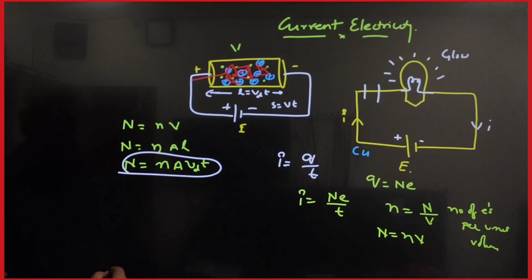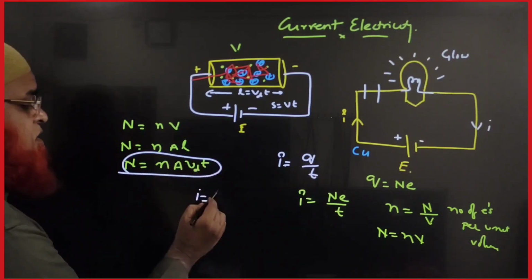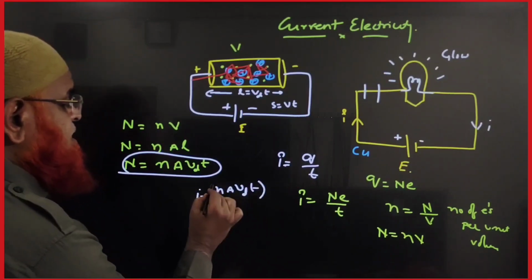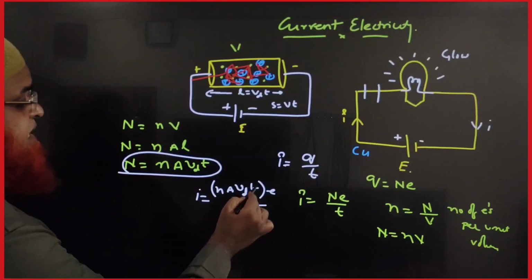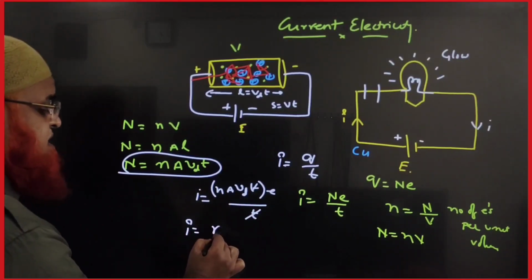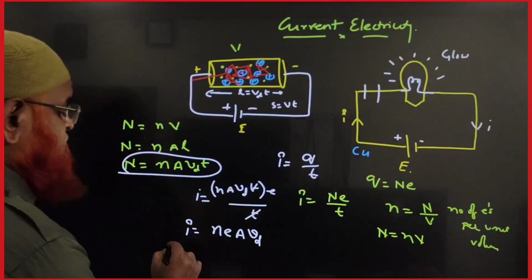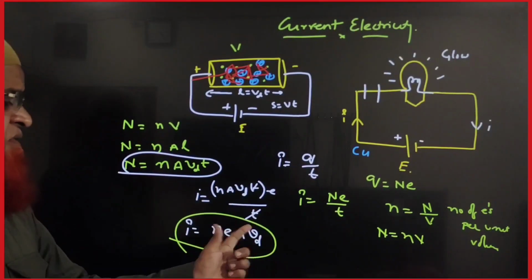Okay. So you have to substitute this value here. I is equal to NE by T, so in the place of N you have to write all these things: nA small Vd into T. Here, E by T. Okay. So T and T get cancelled. Therefore, I is nothing but nEAVd. So this is the formula for current. What is the formula for current? Current is nothing but nEAVd.